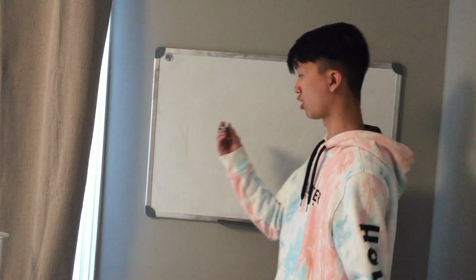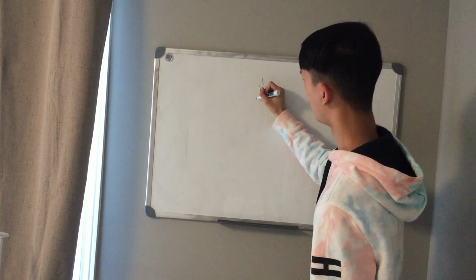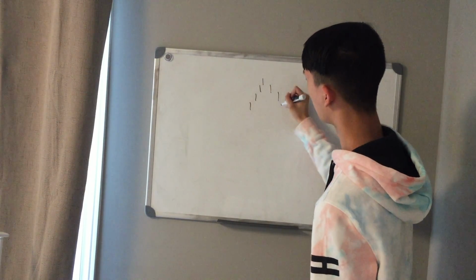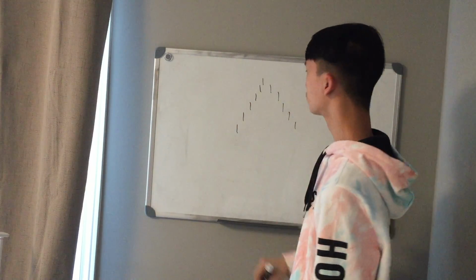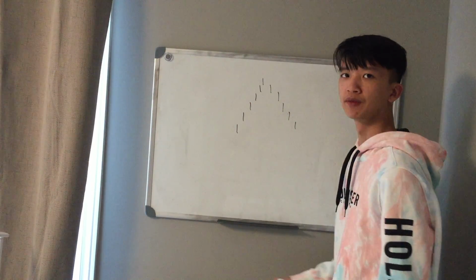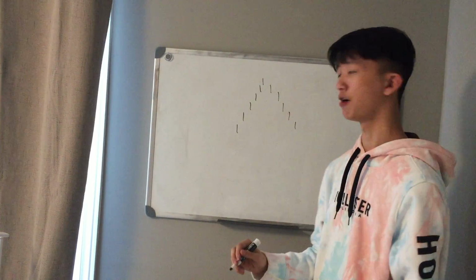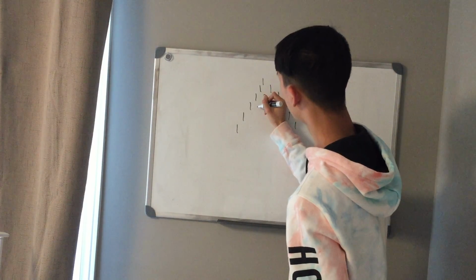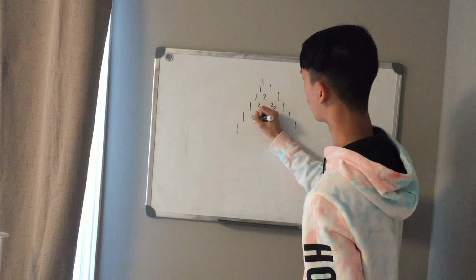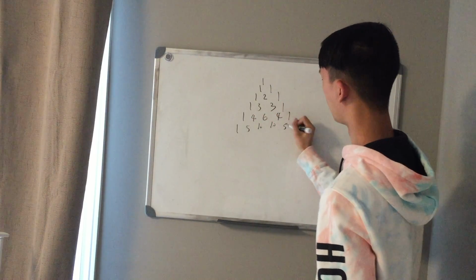So first, draw a 1 at the top, and then 2 1s in the row below it, and then 2 more 1s on every edge on every row. So I'm going to draw, say, 6 rows. In between 2 numbers here, you have to write the sum of the 2 numbers above it. So for example, 2, 3, 3, 4, 6, 4, 5, 10, 10, 5.